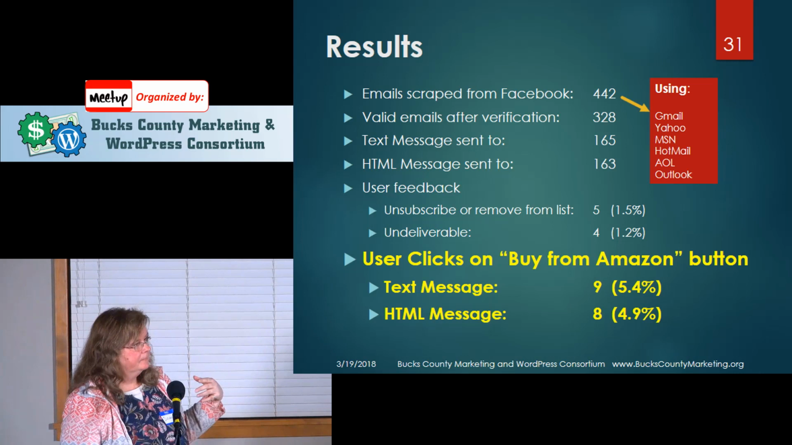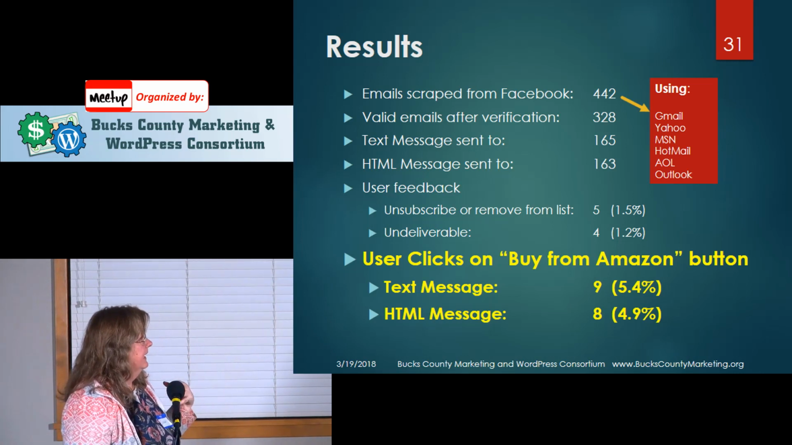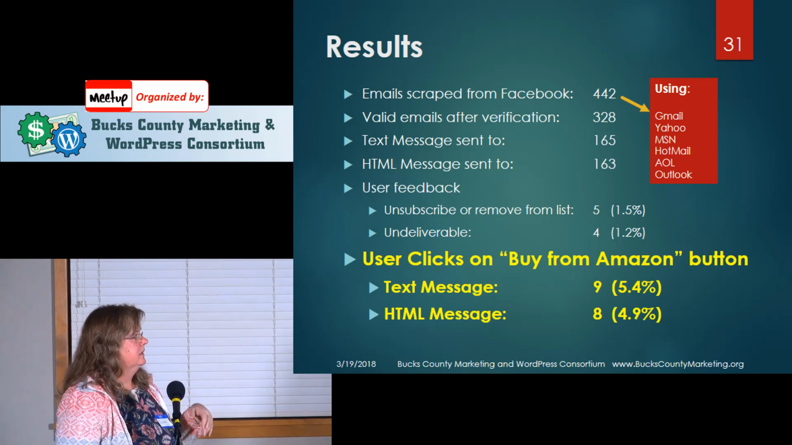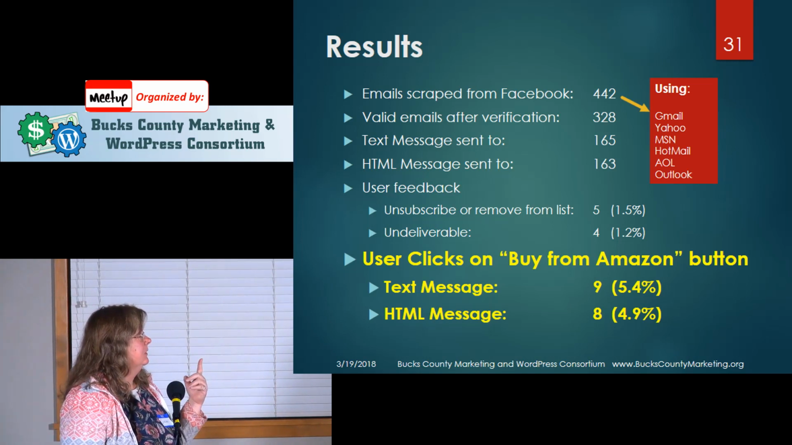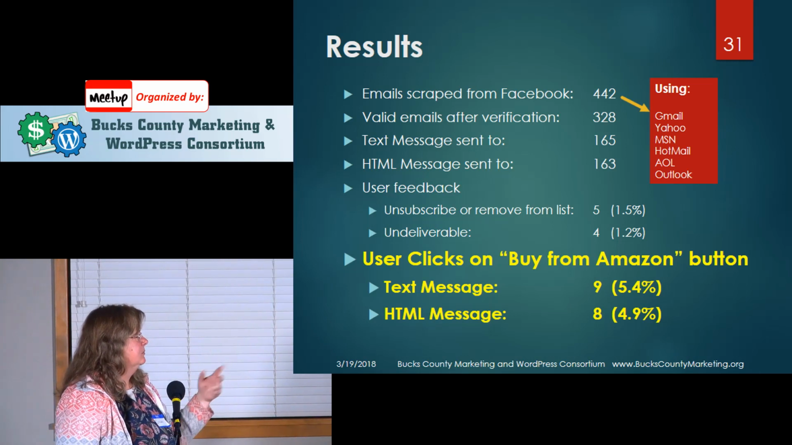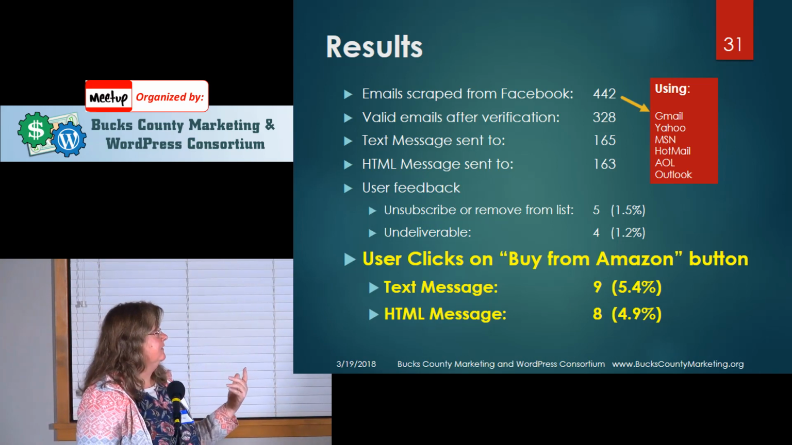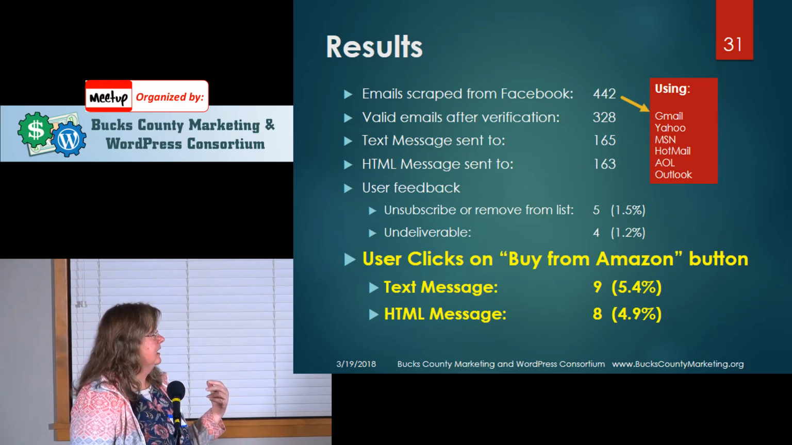You can see Don used four mail providers: Gmail, Yahoo, MSN, Hotmail, AOL, and Outlook. So those were the top mail providers. And after we verified it, we got down to 328, and then we split it in half. 165 got the text message, and 163 got the HTML message.